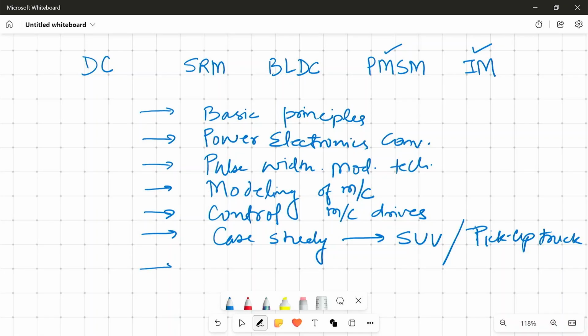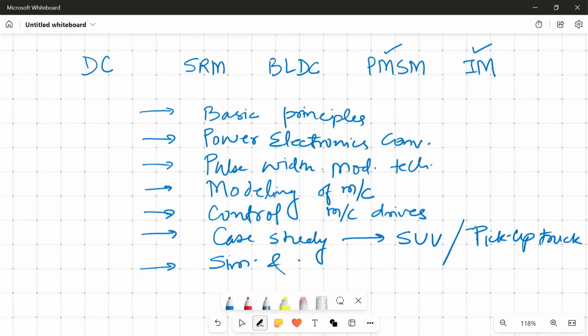So the course would revolve around these topics, and we would be having an adequate amount of simulation study and examples to understand whatever principles we would be discussing in this course. So let us proceed with part 2 of this course, and let us try to develop the concepts from the basic principles to the advanced control techniques which are presently being used in the electric vehicle industry.